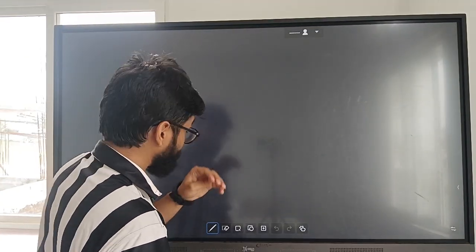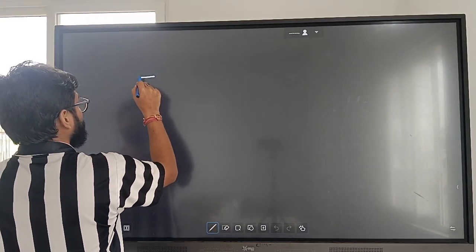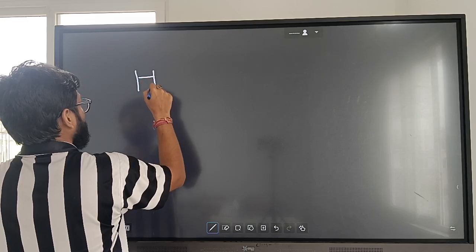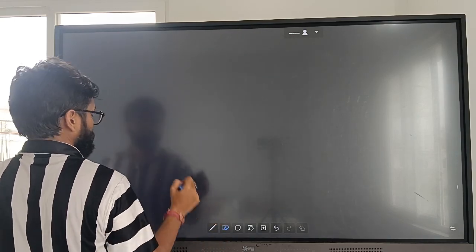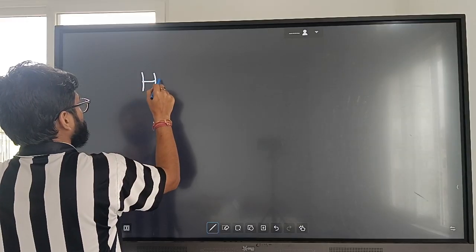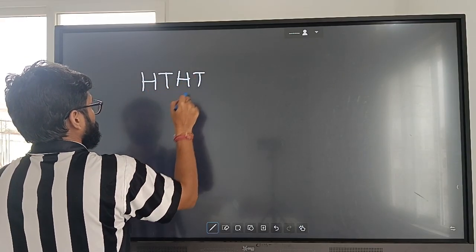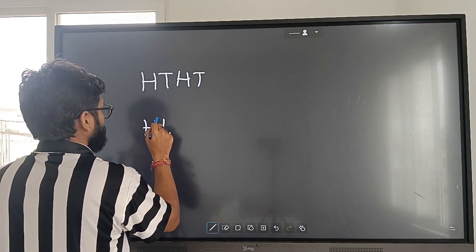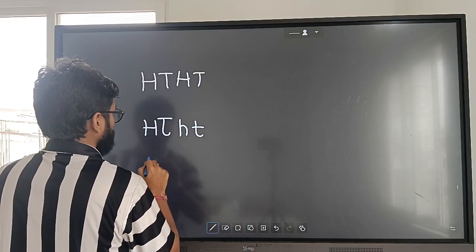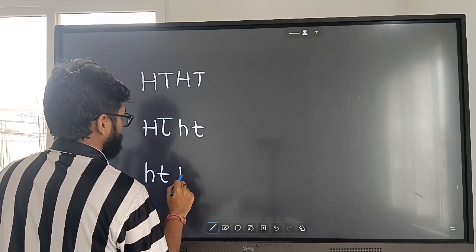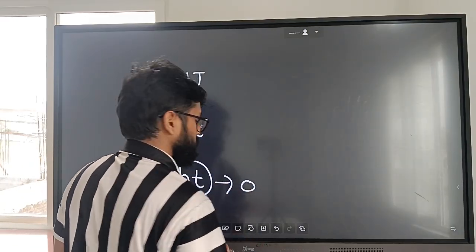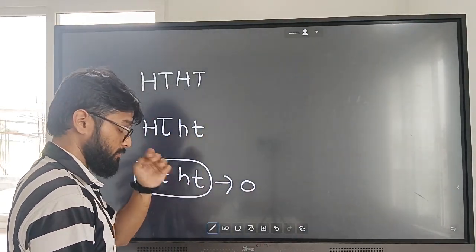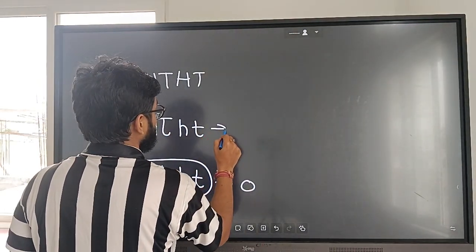codominance, what happens is, if we take the same example, HT, HT, HT, HT, and the last is HT and HT. See, for recessive there is no case. It is always going to produce 0. No problem with this. The problem lies with these two.